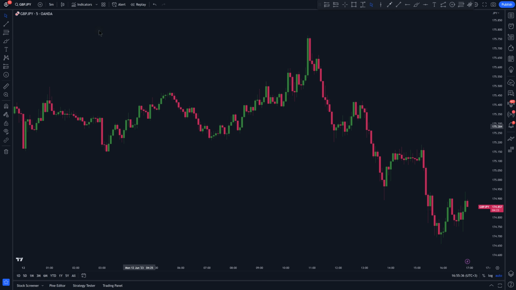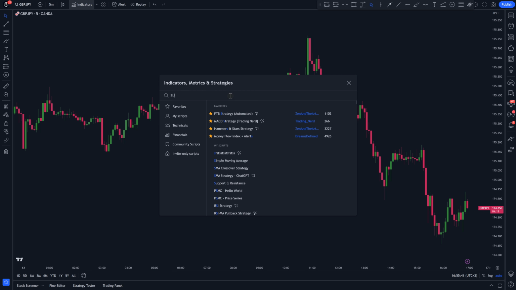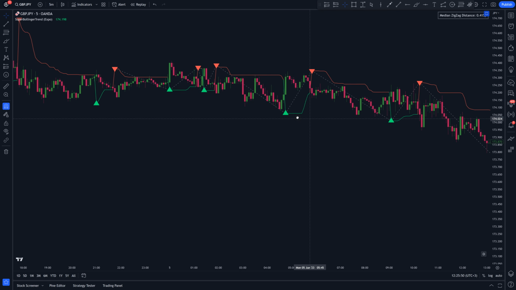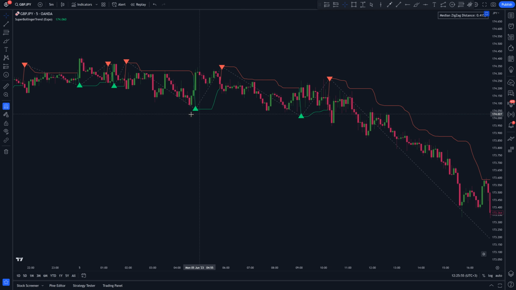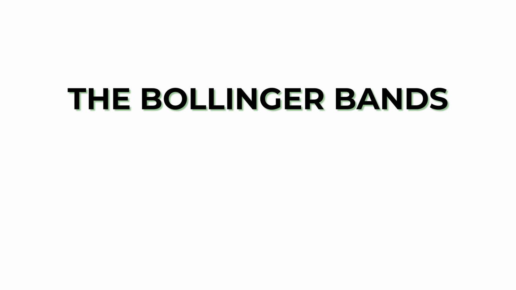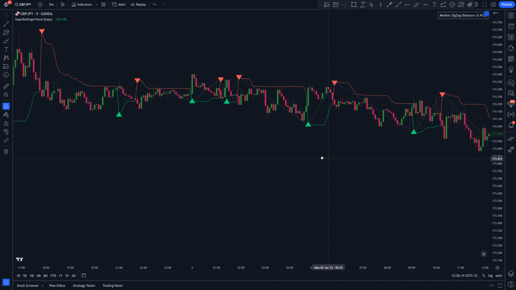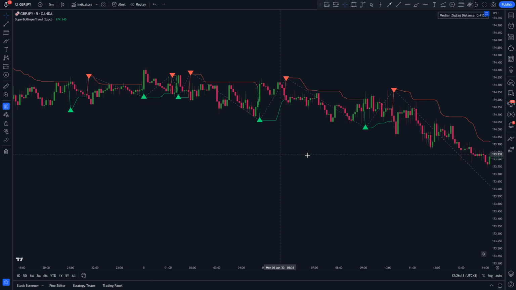To add it to the chart, you just click here and type in Super Bollinger, this one by Zimmerman. The Super Bollinger Trend is a trading tool that merges 2 popular indicators into one, the Bollinger Bands and the SuperTrend indicator. This gives traders a more detailed understanding of market conditions.